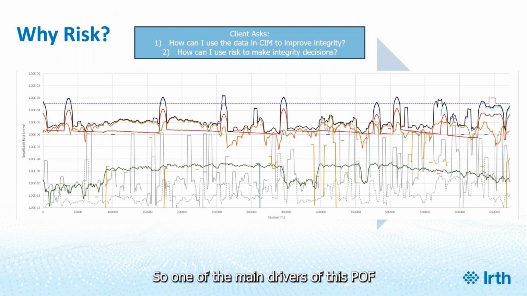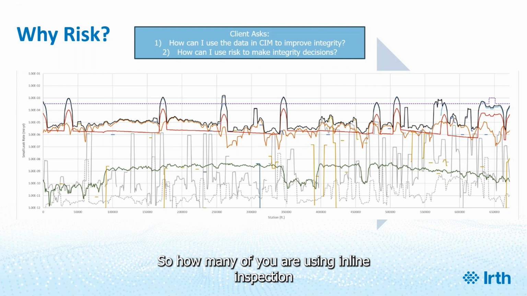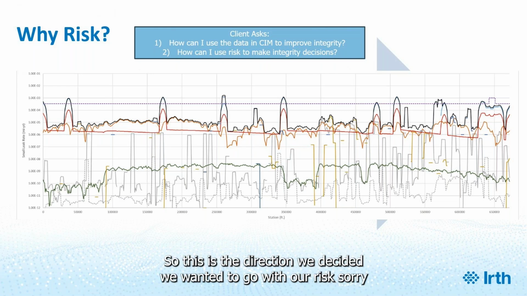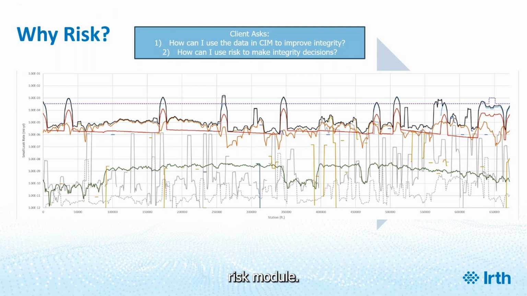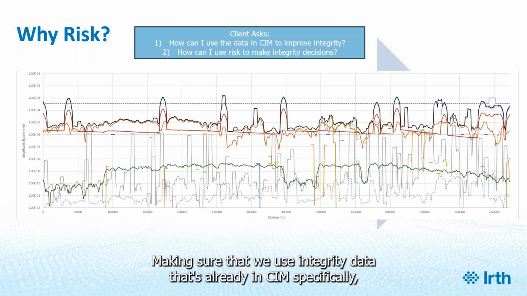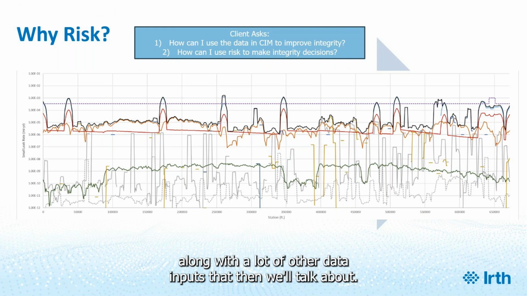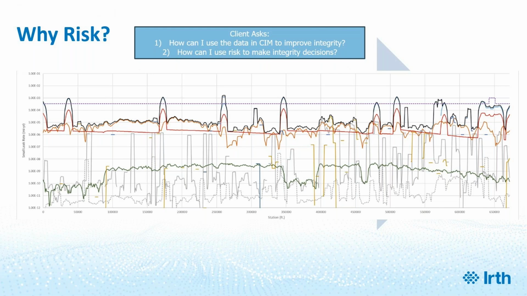So, one of the main drivers of this POF calculation is inline inspection data. How many of you are using inline inspection data and corrosion growth rates to calculate your risk? This is the direction we decided to go with our risk module: making sure that we use integrity data that's already in SIM, especially inline inspection data, to calculate the probability of failure, along with a lot of other data inputs that Anup will talk about.